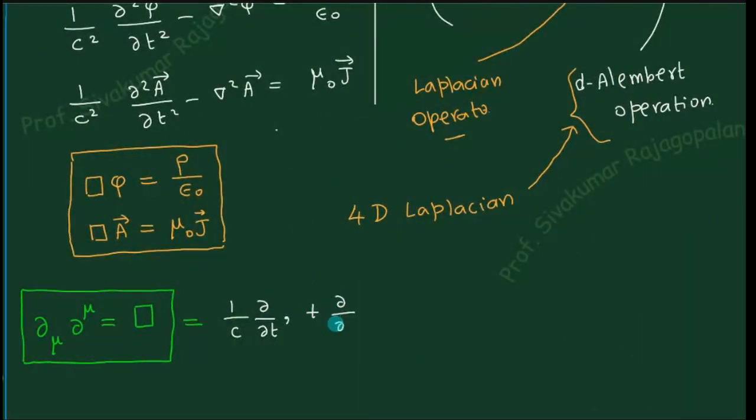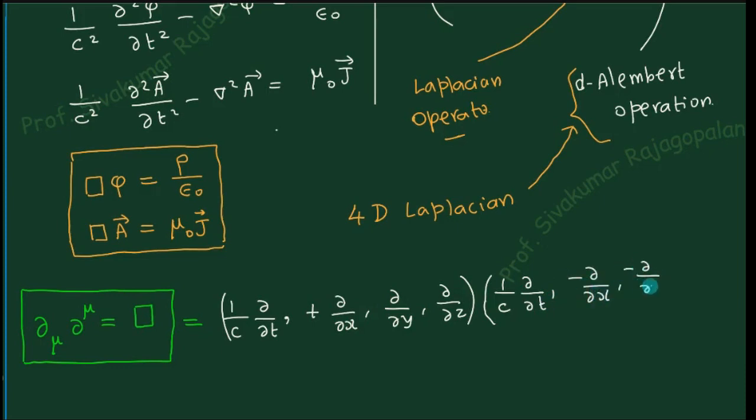Space derivative, comma, space derivative, comma, space derivative. That multiplied by this ∂μ. Now you put it: this ∂μ is (1/c) ∂/∂t. Now you have a minus ∂/∂x, minus ∂/∂y. That's all. That is the meaning.